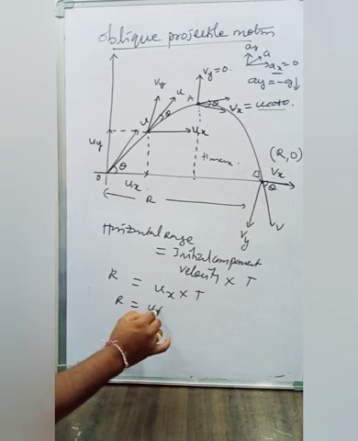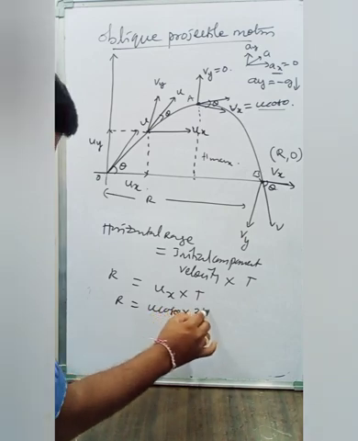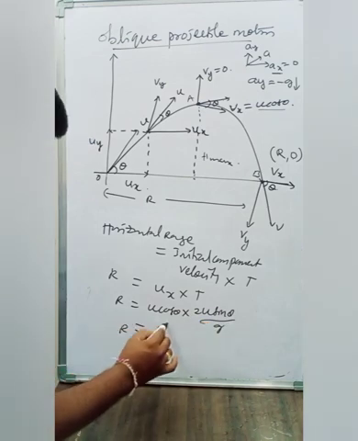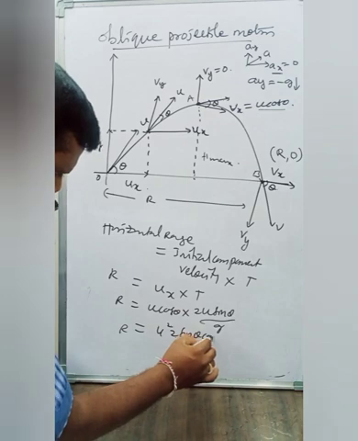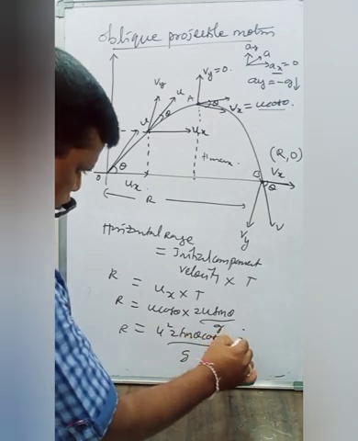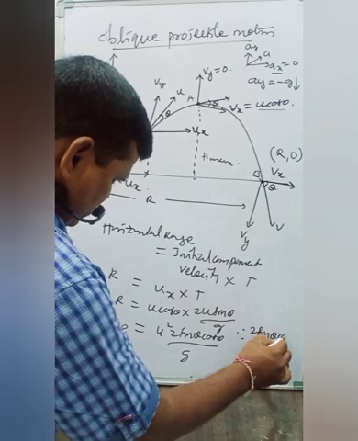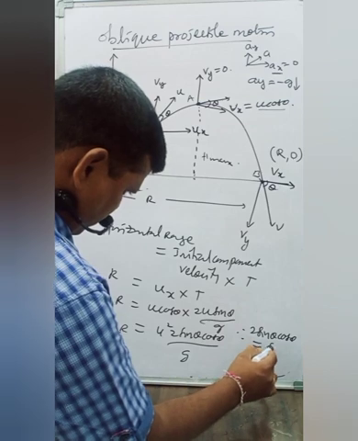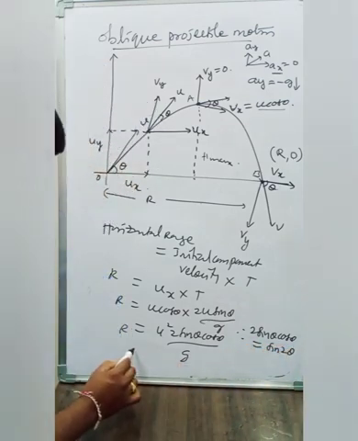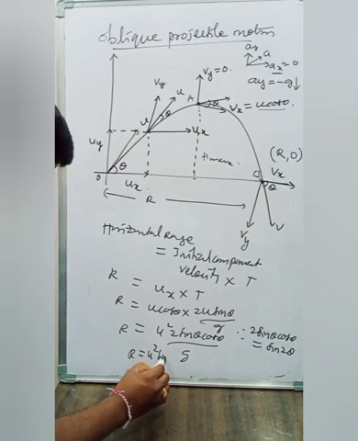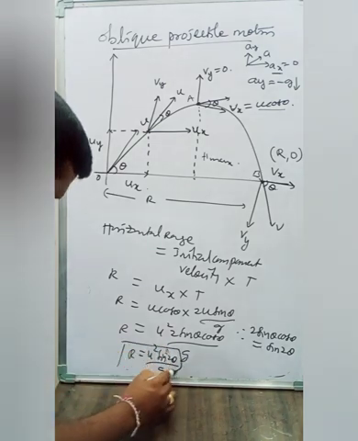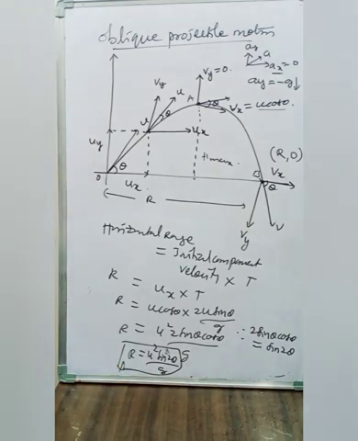R = ux × T, where ux = u cos θ and time of flight is 2u sin θ / g. Therefore R = u² · 2 sin θ cos θ / g. Since 2 sin θ cos θ = sin 2θ, therefore R = u² sin 2θ / g. This is the required equation for the horizontal range of the trajectory.